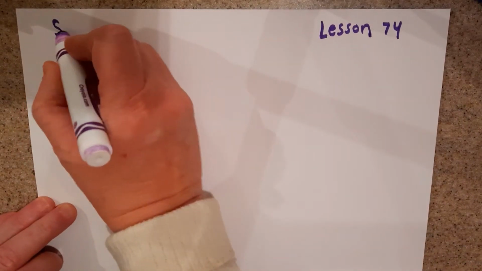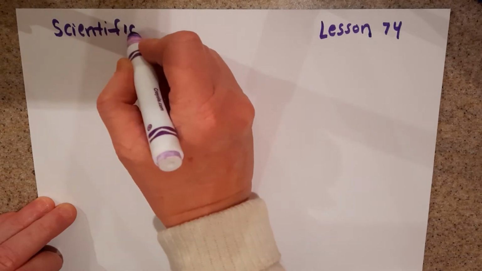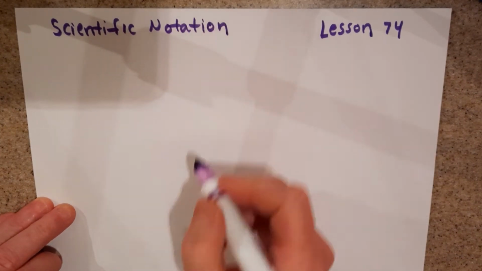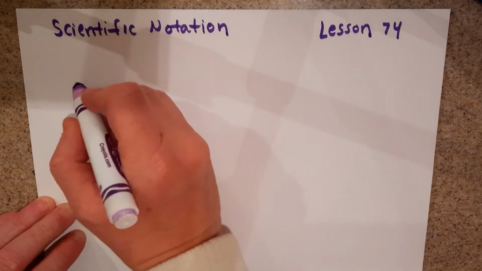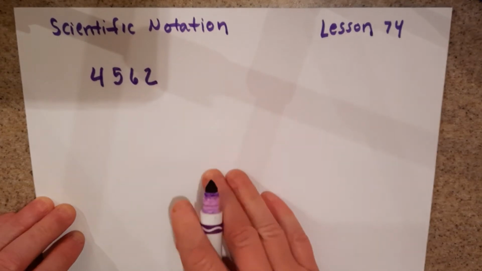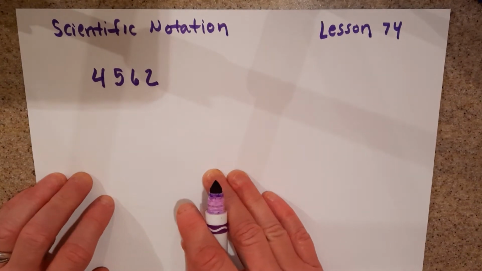Okay, so lesson 74 is scientific notation. A couple of different problems here. First, just a review of what scientific notation is. If I ask you to write the number 4,562 in scientific notation, we want to write that as a number multiplied by a factor of 10.